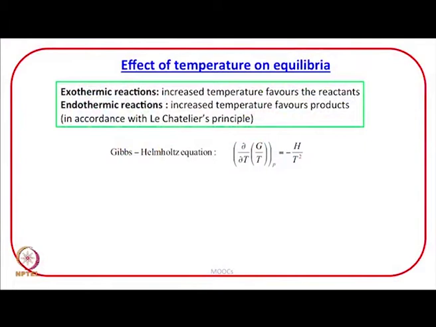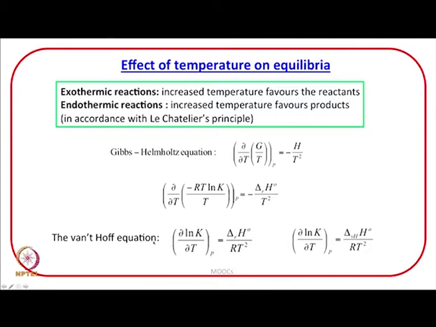What we did was, we took the Gibbs-Helmholtz equation and we converted this to changes for the reactions and came up with this equation, and finally we derived this equation: dou log K by dou T at constant pressure is delta H naught by RT square. This is called the Van 't Hoff equation. This is a very important equation, very important result.